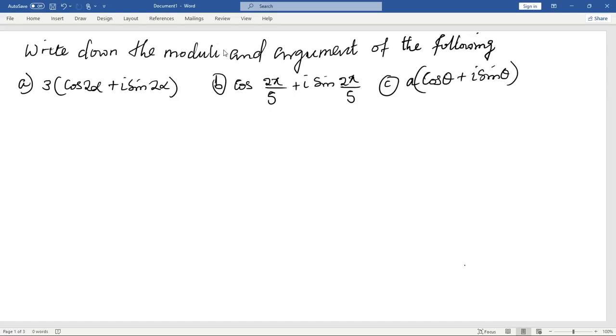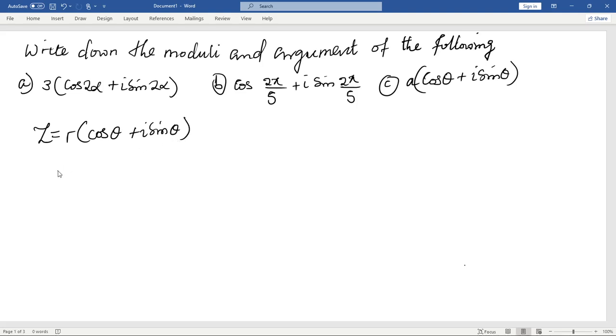This question here says: write down the modulus and argument of the following complex numbers. Now let me just try to explain something before we answer these questions. What we see here is a complex number that has been written in its polar form. A complex number that is written in polar form is like this: r, cos theta plus i sine theta.